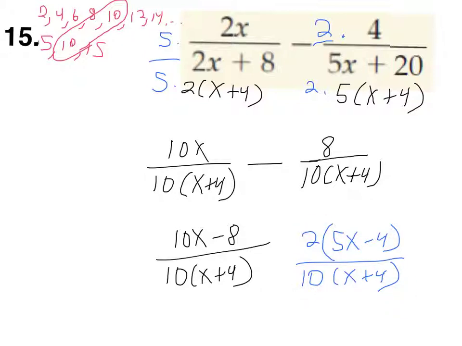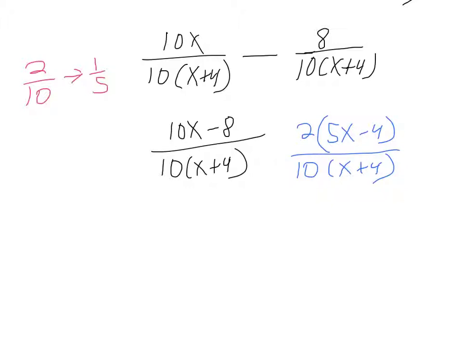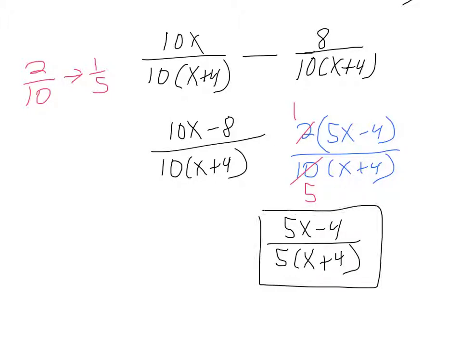But look at the 2 and the 10. Just imagine if we had 2 tenths. Can you simplify the fraction 2 tenths? Yeah. You can divide them both by 2 and you would get 1/5. So that's what we need to do with this. We need to make 2 tenths into 1/5. So the bottom is going to say 5(x plus 4). On top, if you want to keep that 1 there, you can, but really you don't need it because when you multiply it, 5x minus 4 on top is just going to stay that way. So this would be the easiest way, or the shortest, simplest way to express your answer.